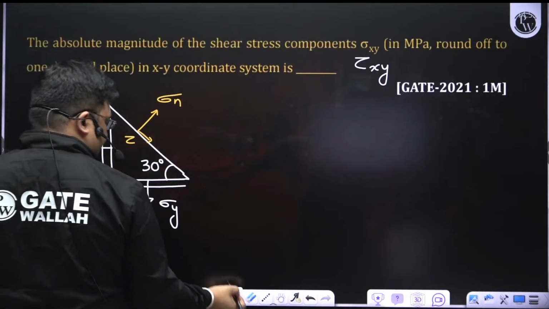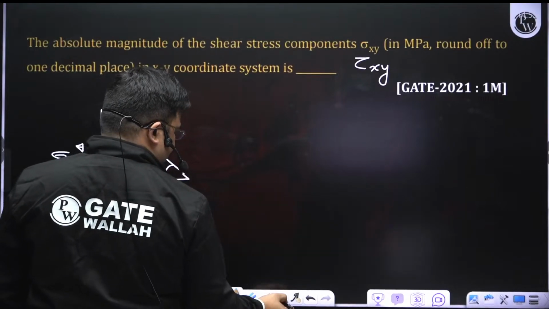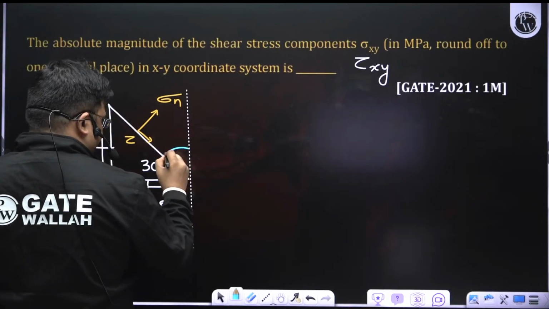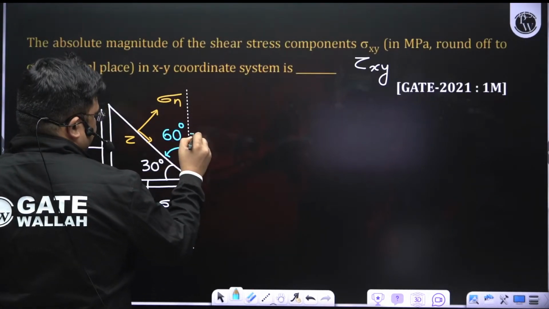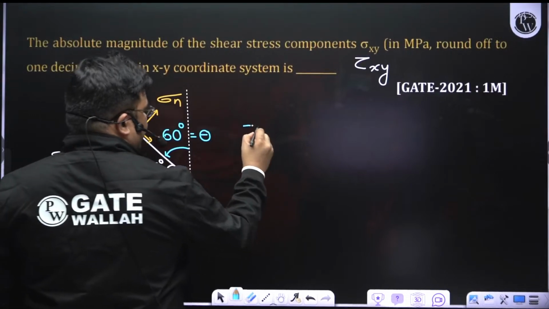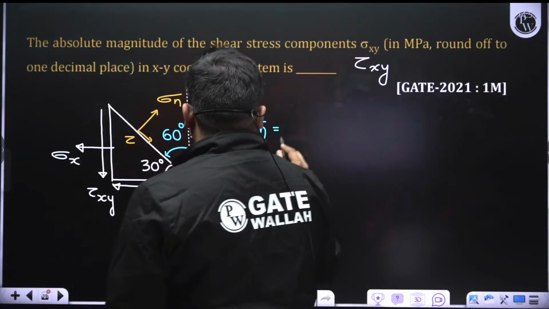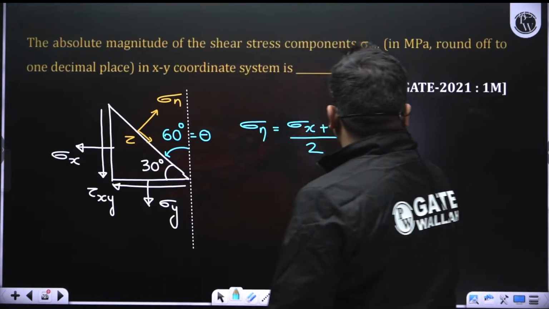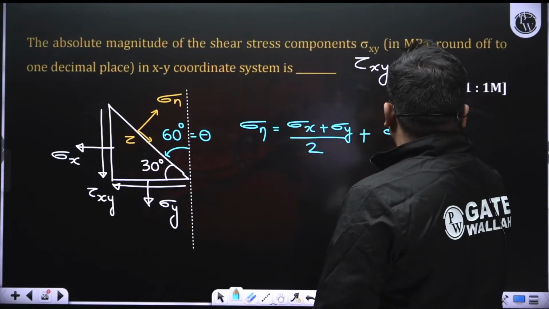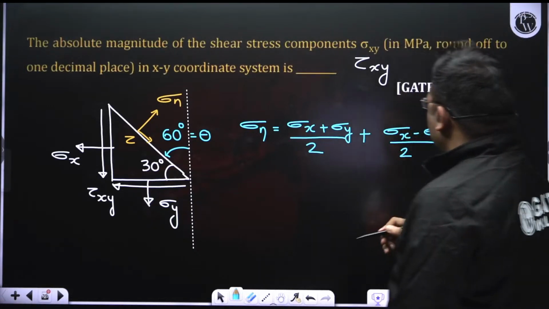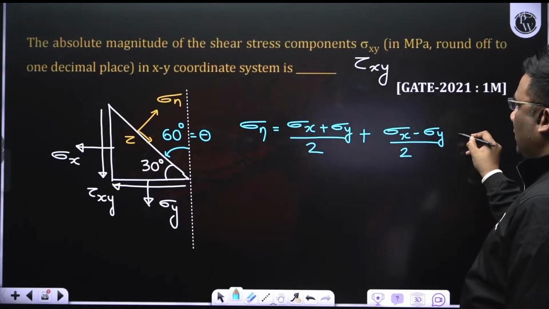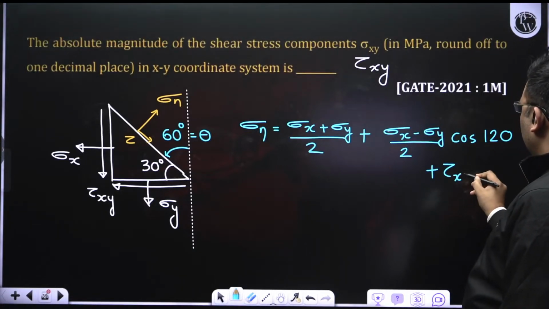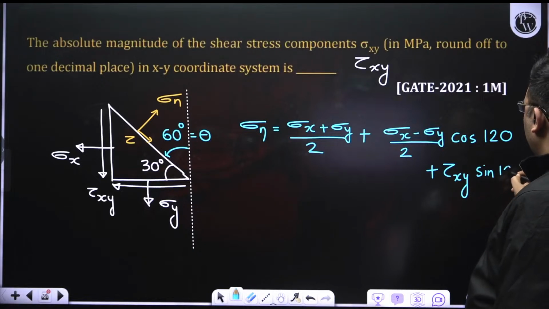Now see, the theta angle will always be from vertical in anti-clockwise direction, right? So here the angle will be 60 degree. The theta will be 60 degree. And then I can use the equation: sigma n is equal to (sigma x plus sigma y) divided by 2, plus (sigma x minus sigma y) divided by 2 into cos 2 theta, which means cos 120, plus tau xy sin 120.